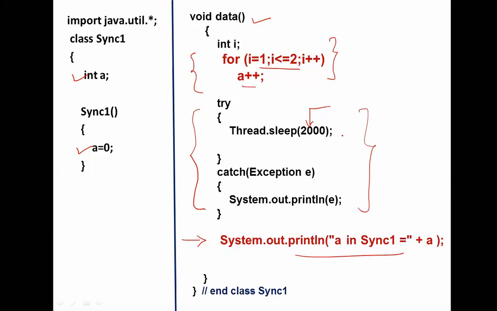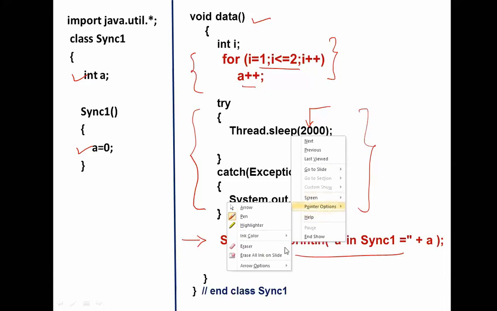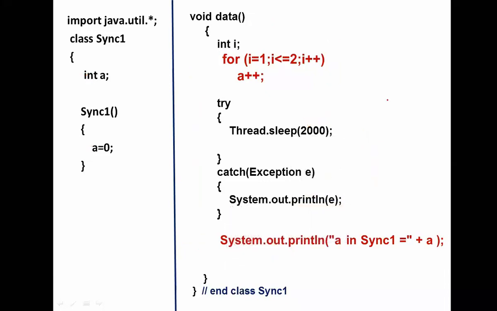The reason why I'm emphasizing so much on these 2 seconds is because everything that has to go wrong in this program will go wrong because of these 2 seconds. So the data method is supposed to increment the value of A twice and display the value of A. But rather than keeping it normal, what have I done? Over here, I've just put a sleep. So what is happening is, it will increment A twice, wait for 2 seconds, and then go and display the value of A.